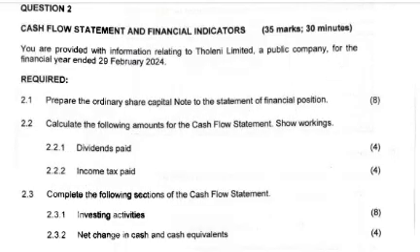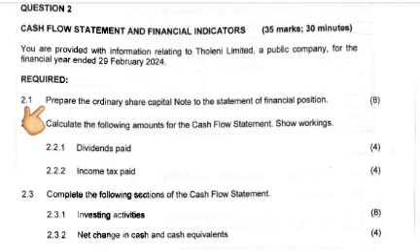Then moving on to question 2. In question 2 we are dealing with a topic of cash flow statements, which also includes financial indicators. So it says you are provided with the information relating to Tolani Limited, a public company, for the financial year ended 29 February 2024. In the required, you will see that in addition to it being a cash flow statement topic that includes financial statements, in 2.1 you see that you are now having to prepare an ordinary share capital note, which takes you back to the topic of notes to financial statement.